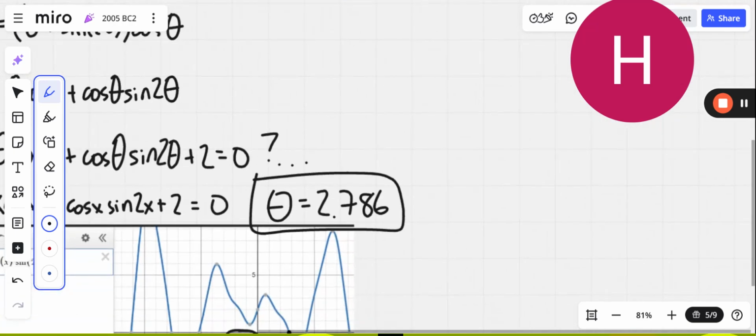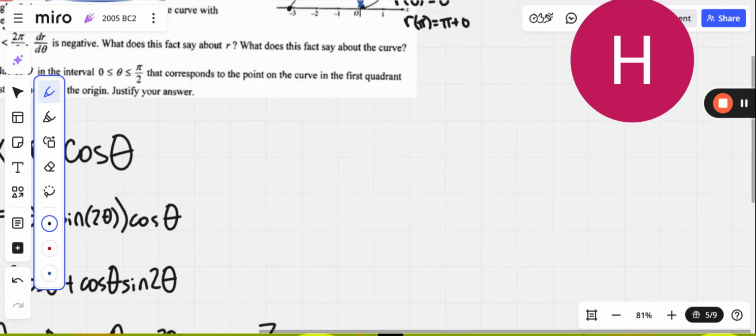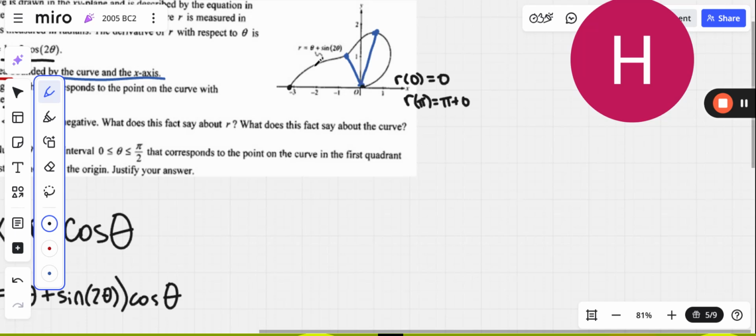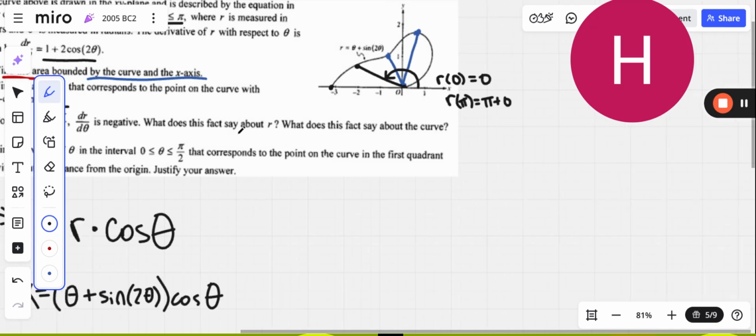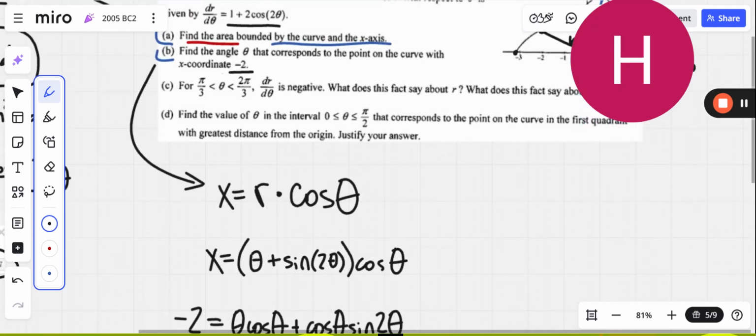Because this is not quite pi. Where is this sitting around? This is sitting around 5 pi over 6. I mean, it's not exactly 5 pi over 6, but it's around there. And that's kind of where this x-coordinate is -2, you'll notice, at the angle around 5 pi over 6. It may not exactly be there, but it's somewhere around 5 pi over 6 that we get an x-coordinate of -2. So this seems to be consistent across the board.